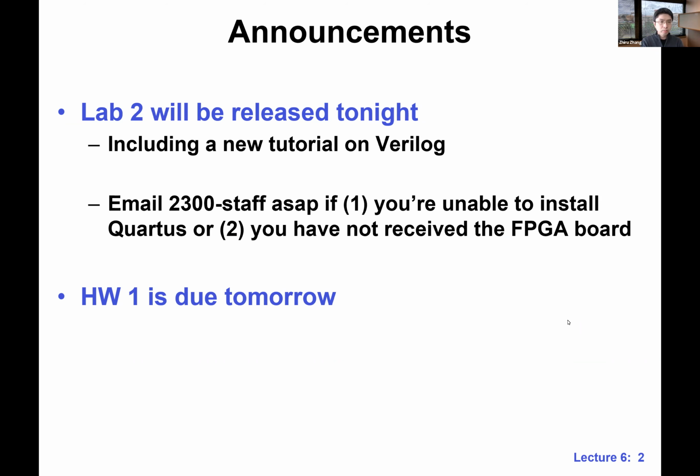Also, if you haven't received the FPGA board yet, or you're not able to install Cortex on your computer, make sure you email us right away. Again, you're going to be using these things for lab 2. I know some of your computers may not be compatible with Cortex, so we're working with IT to come up with a workaround. Most likely, we will need to provide cloud access to a Linux server. But even with this cloud access, you will later still need to use a local Cortex with the FPGA. At least for now, that should allow you to do some simulation and testing.